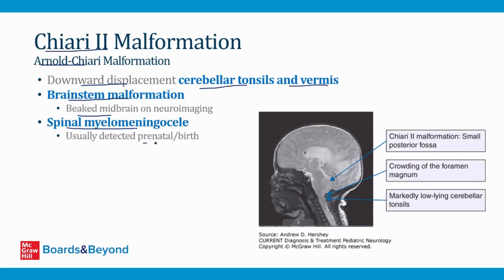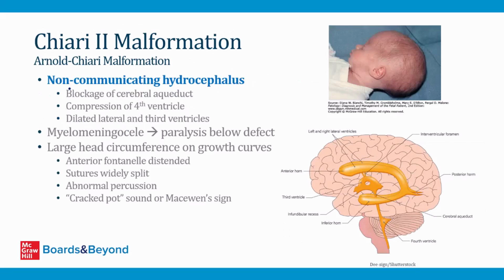These are often detected prenatally or at birth, and so when one of these myelomeningoceles is detected, then often investigation is done to image the cerebellum, and that's where you can identify Chiari-2 malformations. Because of the displacement of the cerebellum, most babies with a Chiari-2 malformation develop non-communicating hydrocephalus.